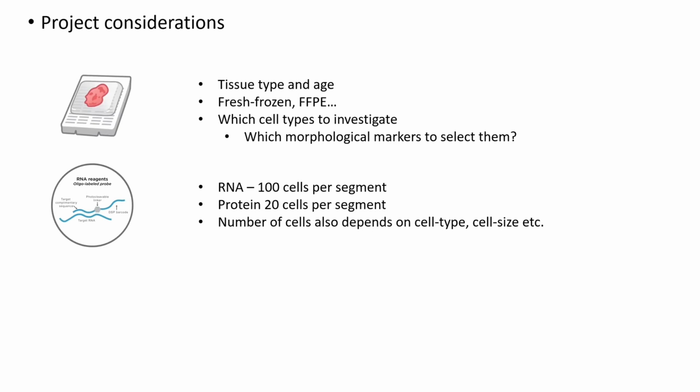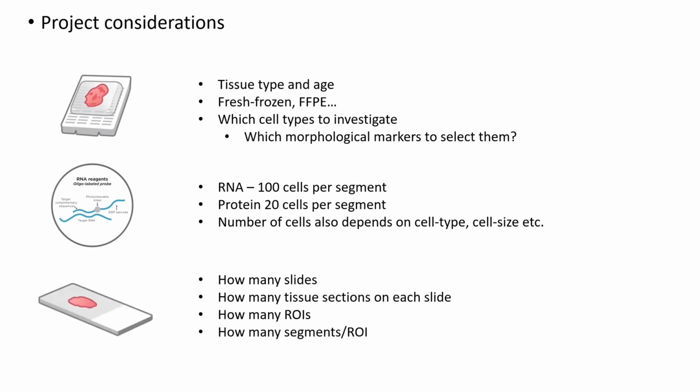But again, the number of cells also depends on the cell type, the cell size, and how RNA-rich or protein-rich your cells are. So you can go lower than this, but it'll probably come at a price of detecting fewer transcripts in each ROI.